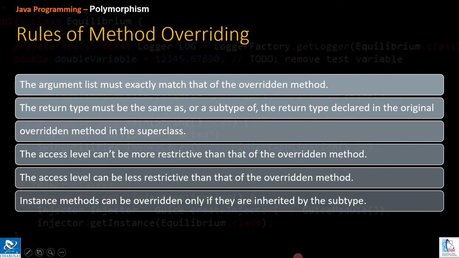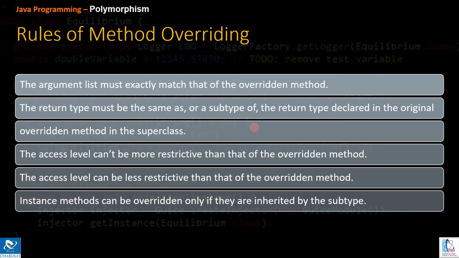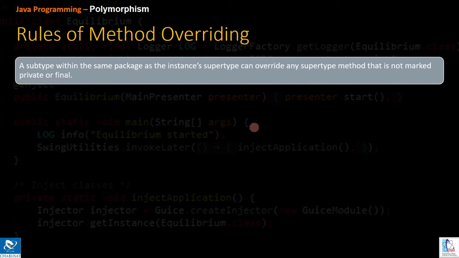The next one: an instance method can be overridden only if it is inherited by the subclass. As I told you, there must be a relationship between the parent class and the child class; only then does overriding exist, otherwise not. Next, a subtype within the same package as the instance's supertype can override any supertype method that is not marked private or final.